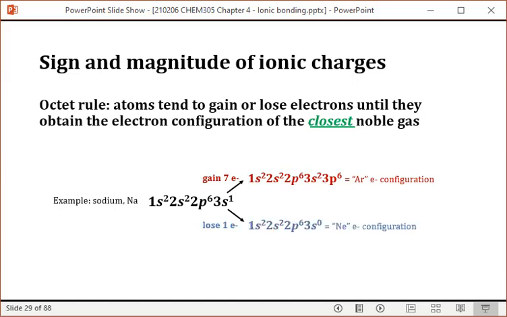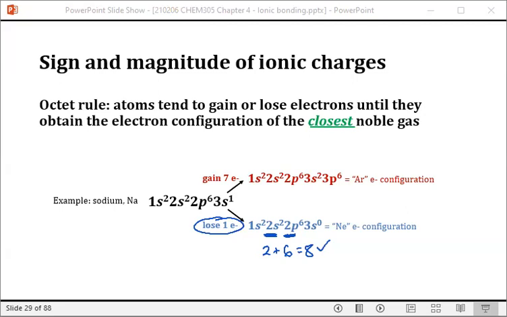The other way that sodium could get to 8, a full outermost shell, is if it lost 1 electron. If it lost 1 electron, it would now have the electron configuration 1s2, 2s2, 2p6, and it doesn't have any electrons anymore in its 3s orbital because it gave 1 up. And so now if we count its valence electrons, we count them just in the highest principal quantum number shell, which is 2. And so we have 2 in the 2s plus 6 in the 2p equals 8. And so the fastest, most direct way for sodium to get to a full octet is to lose 1 electron instead of gaining 7.